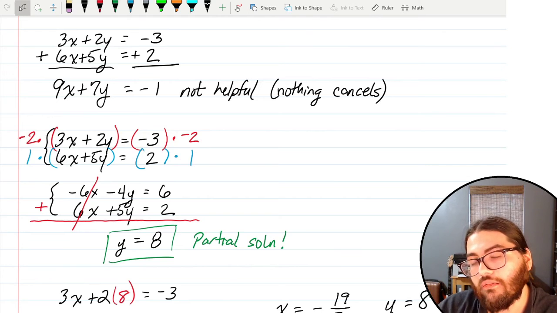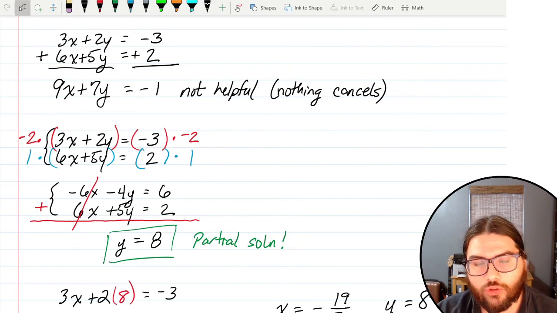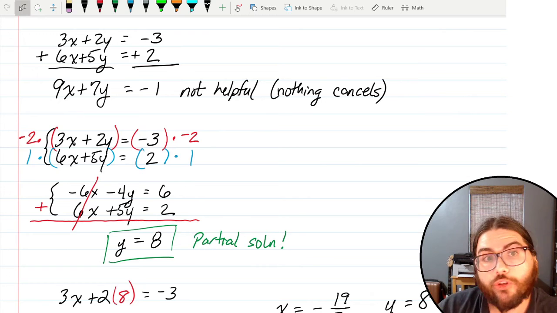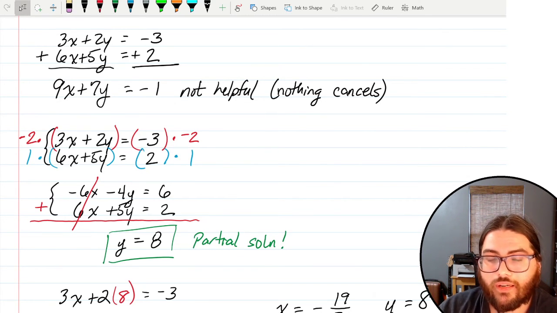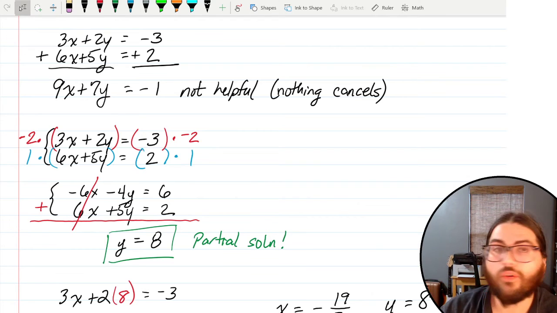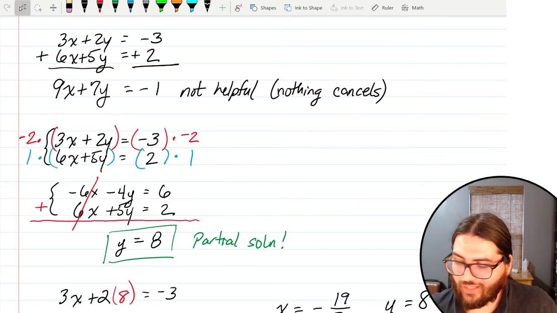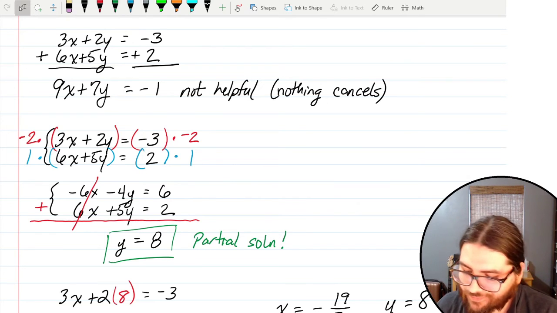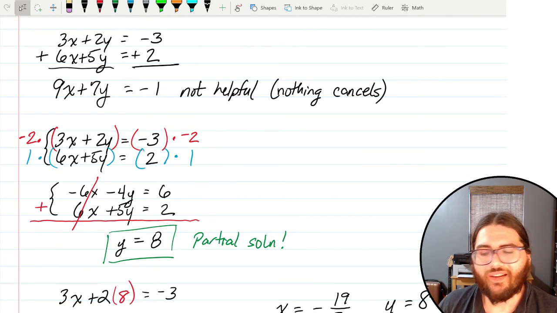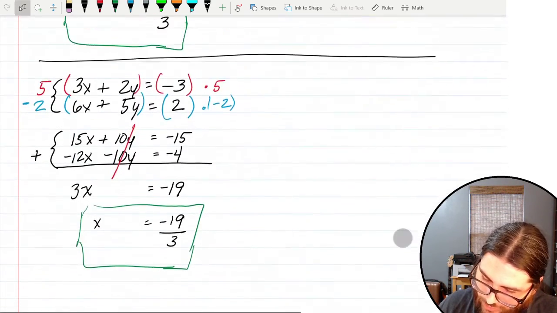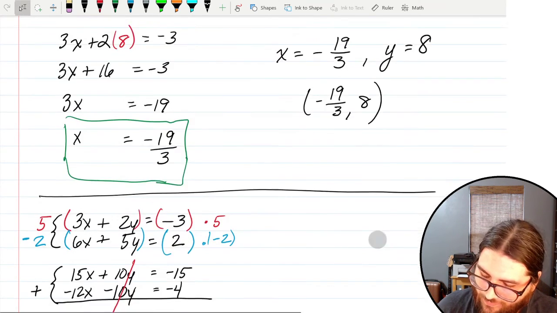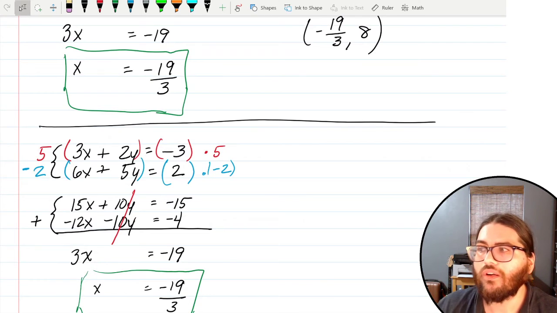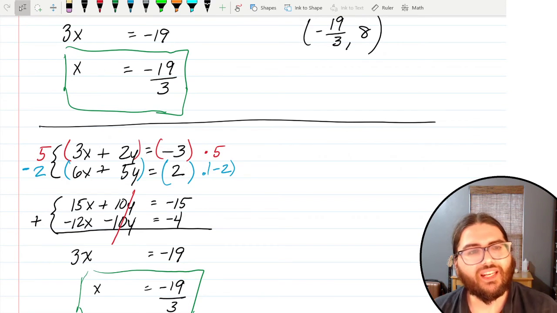Right? You could plug in to find the full solution from the partial solution, or you could go right back up to the top and eliminate a completely different way. Right? Just make sure you eliminate x's one time and y's the other time. That way, you'll actually get both parts of the solution. You get that choice. Okay? And then you could go back and plug in these numbers to verify the full solution is, where was it? There it is, -19/3, 8. So that's the nice part about this solve by elimination method.